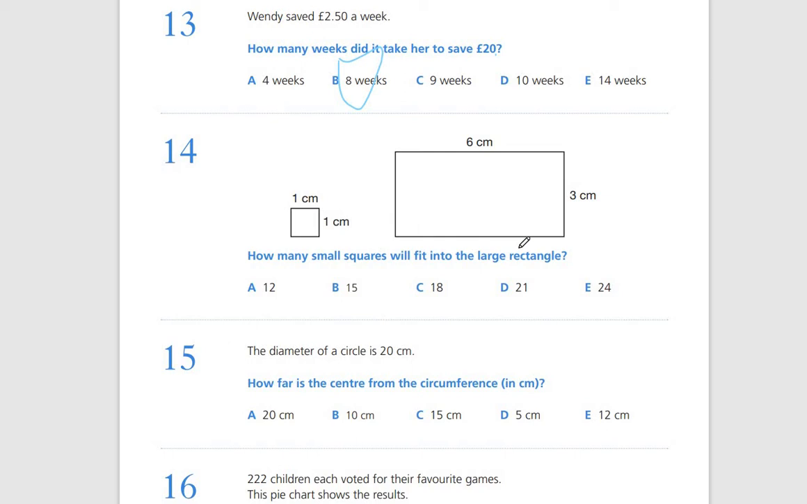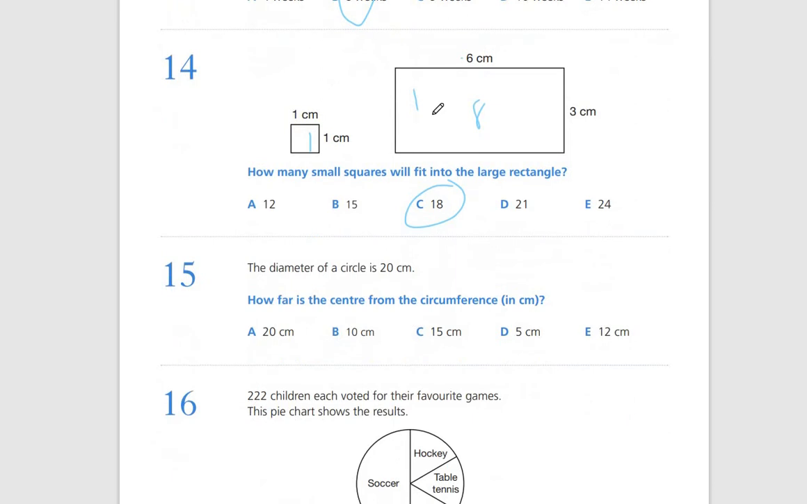And how many small squares will fit in a large rectangle? Okay, if we find the area of this, 18, find the area of this, 1, 18 squares will fit in them. So there's 1 in there and then 18 here. You can fit 18 ones in 18. So the answer is C. I feel honoured to give myself a tick.